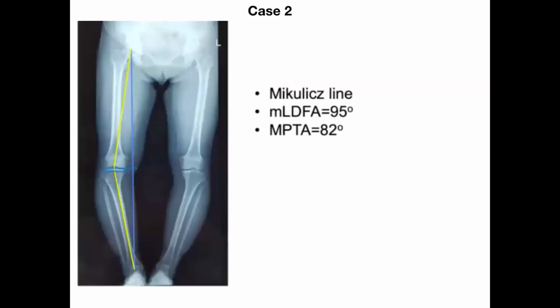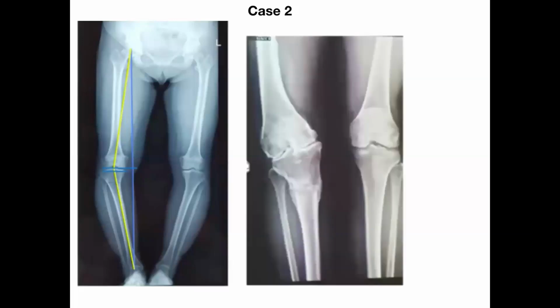Now the second case. The LDFA has also increased, and this is a double level. Yes, we have to correct both levels, the distal femur and the proximal tibia. If someone corrects at the proximal level alone, seeing these values, then it will go like this. This is the post-op; it will be like this only.